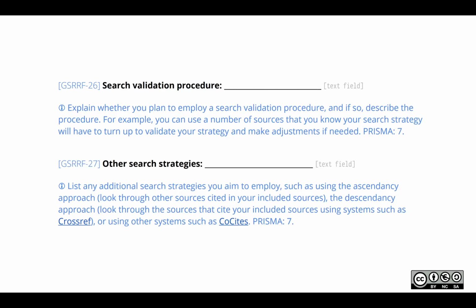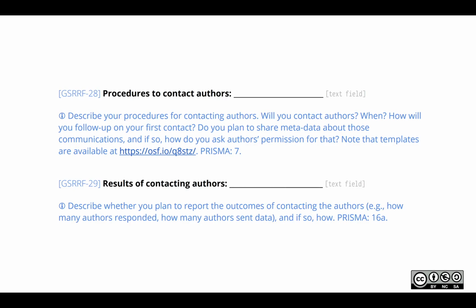Then generally, you will want to validate your search procedure to make sure that you find the articles you need to find. Usually when you do a systematic review, you already have some articles that you know you want to find. So you have to have some strategy for this to make sure that you actually find them with your query. And you might have additional search strategies that were not covered by these items so far.